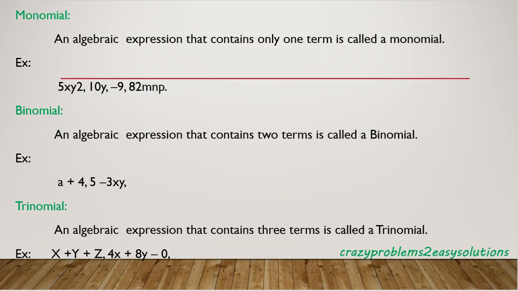Trinomial. For example, consider three terms, a plus b plus c. Here three terms are there, so it is called a trinomial. By definition, an algebraic expression that contains three terms is called a trinomial. There are so many examples.